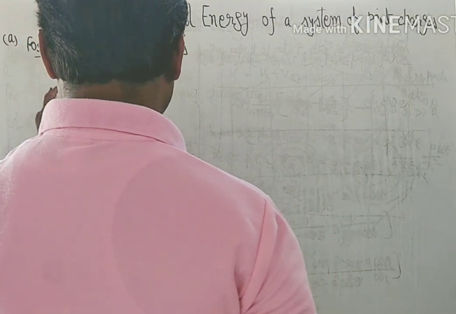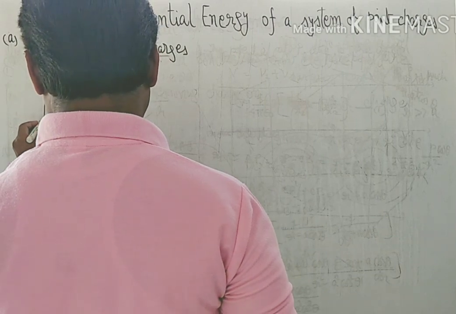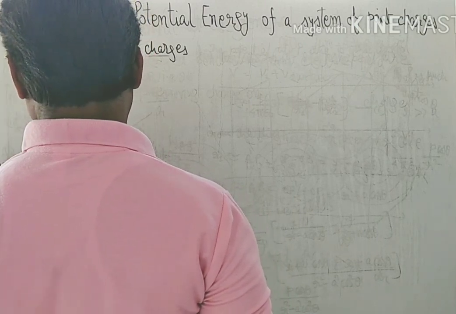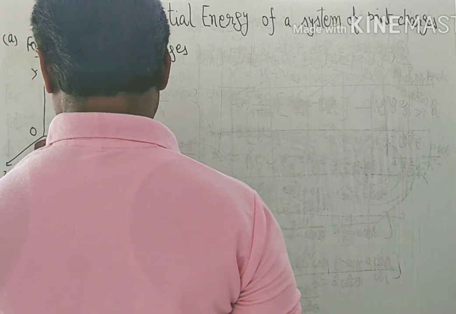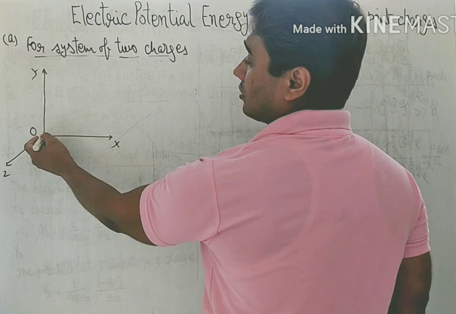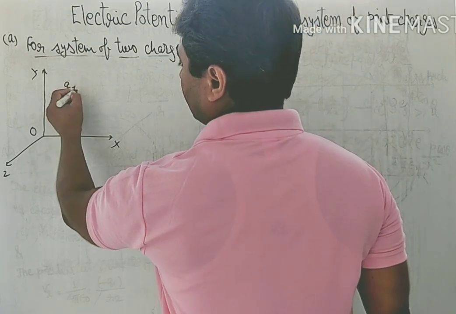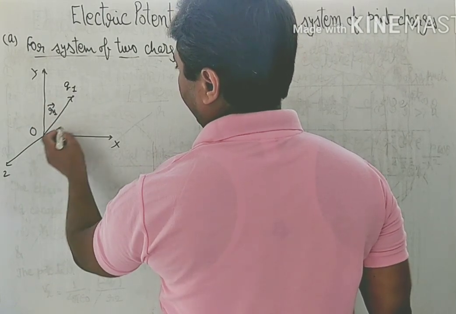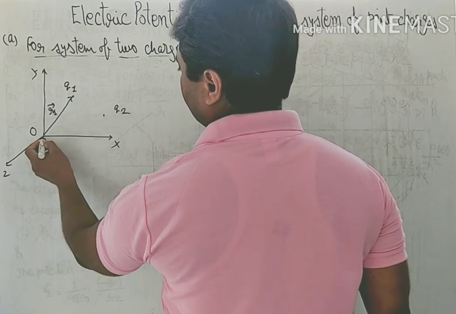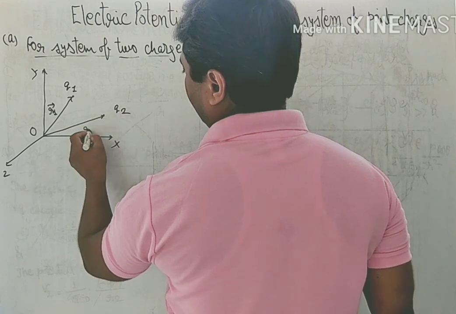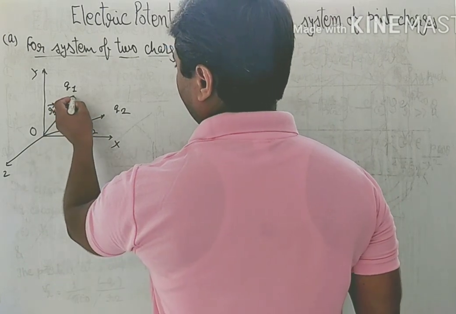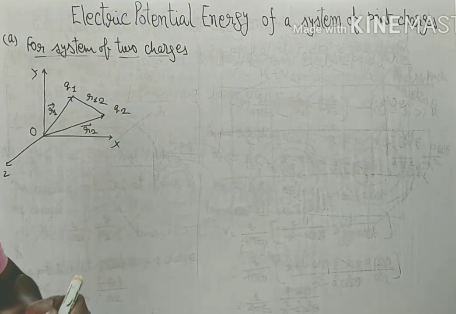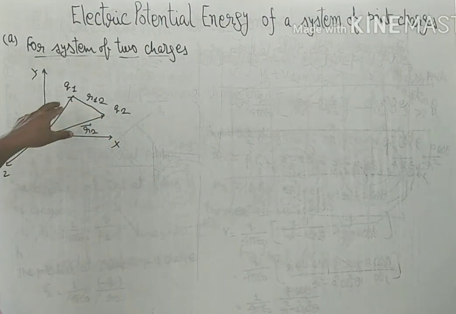Let me just draw the diagram first. Say we have a 3D rectangular coordinate system, x, y, z. This is the origin. Suppose with reference to this origin, the point charge q1 is taken having position vector r1, and the next point charge q2 is taken having position vector r2 with reference to the same origin. The separation between these two is say r12. Let me just brief how I will be proceeding here.